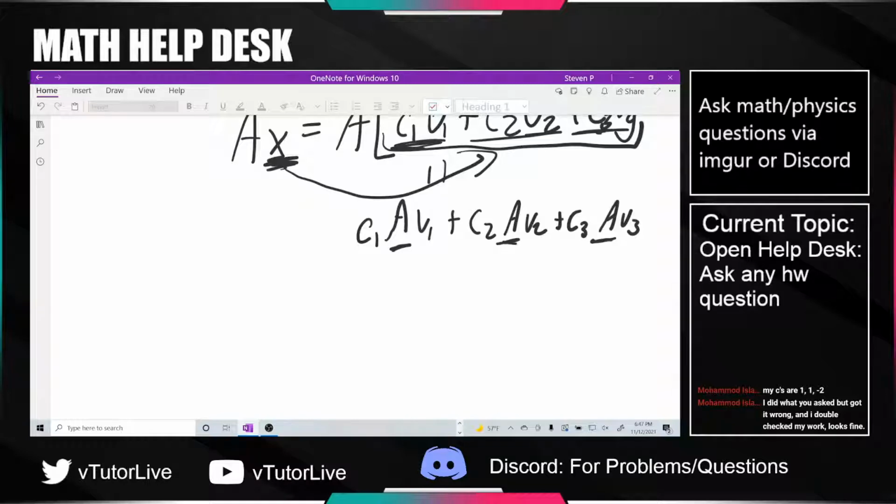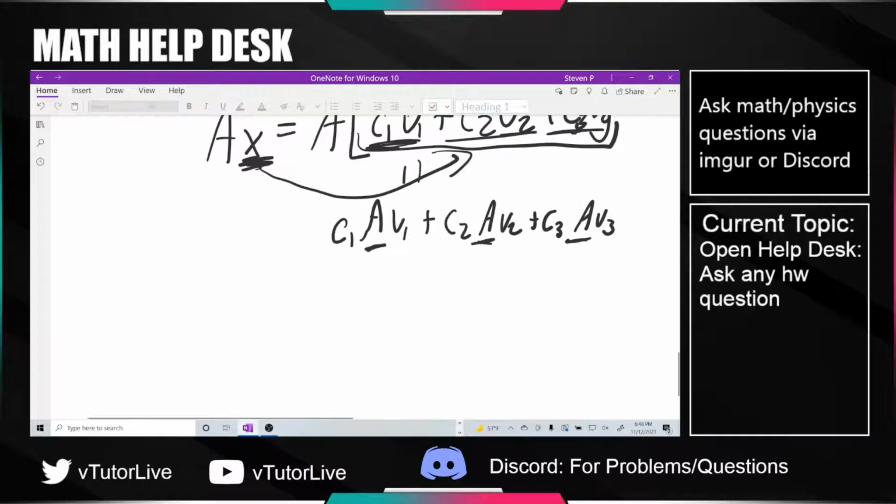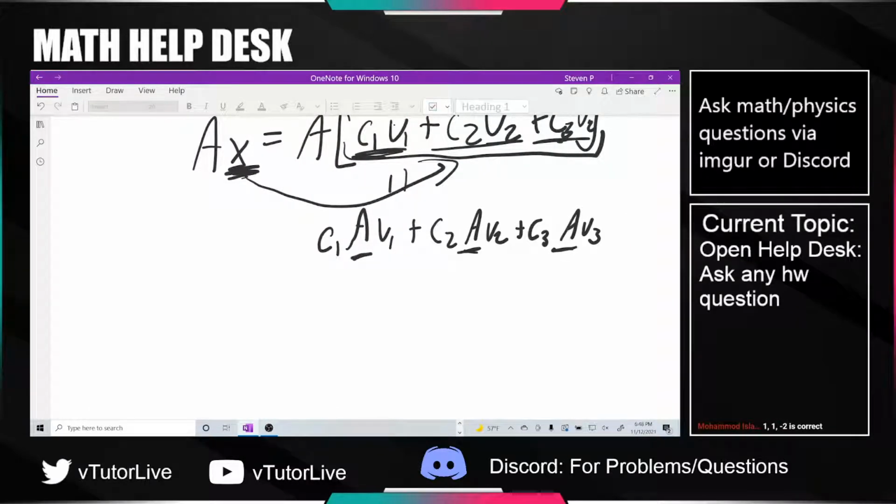1, 1, and negative 2. Yeah, I agree with your C values, sure. 1, 1, negative 2. Well, okay then. 1, 1, negative 2. And what are your eigenvalues?